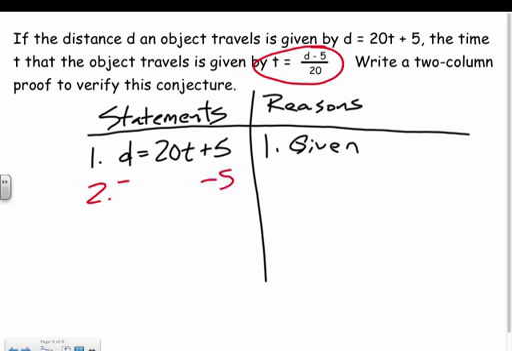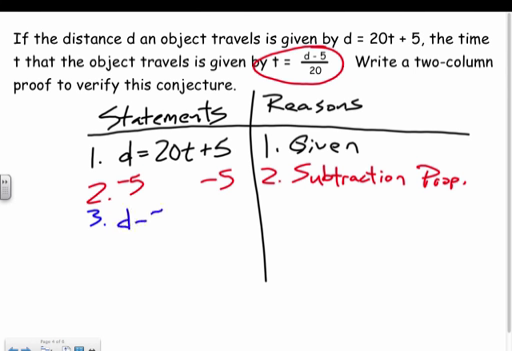So I'm going to put minus 5. And what property is that? Well, the subtraction property. And if you want to simplify it, say like SUBT for subtraction, that's fine. Subtraction property. And now let's go ahead and subtract. So for step 3, well, I can't combine those, so I just write d minus 5 equals 20t. Well, when I replace what I just did, we just call that substitution. We just put it in. So substitution.